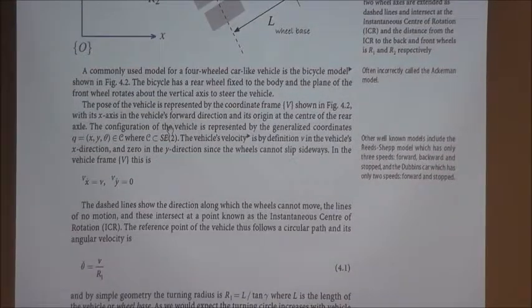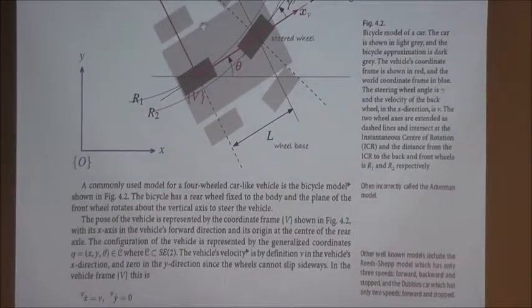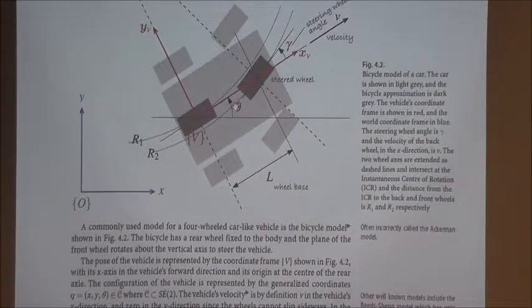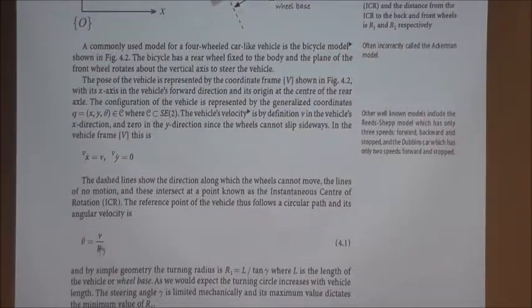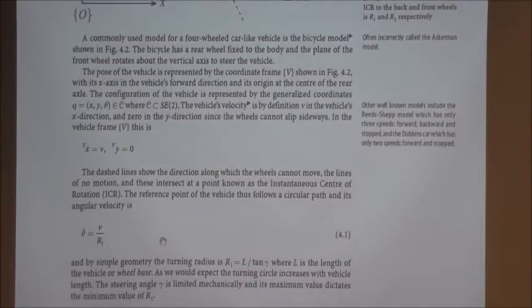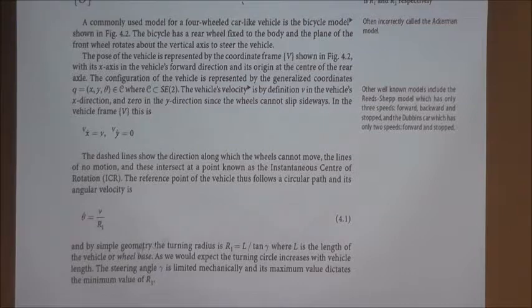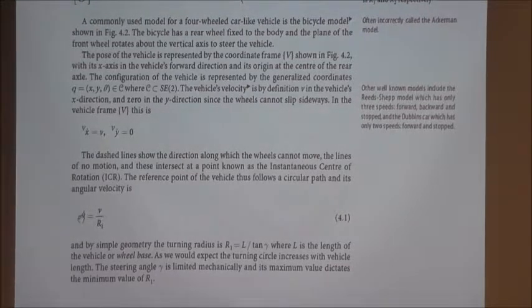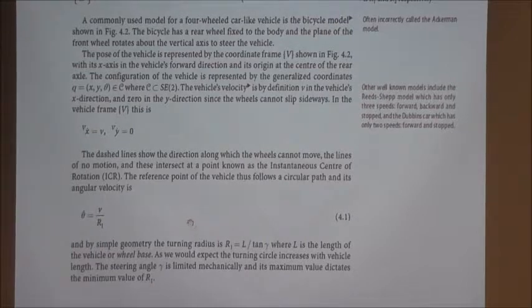So the rate of change of theta in radians per second of any arc you can imagine is going to be the linear velocity divided by the radius. This comes from geometry, which you can go and check in the appendices, and from that we can solve for R1. R1 is going to be equal to V divided by theta dot.